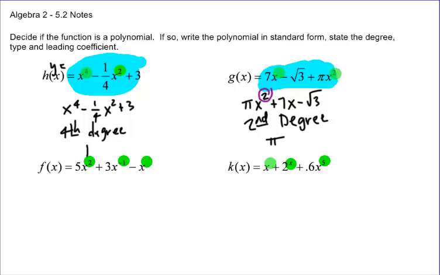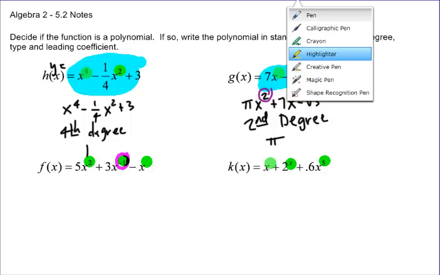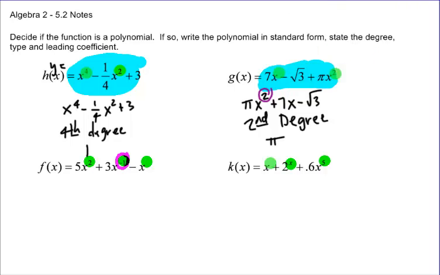Look down here at the f of x guy. When we look at him, we're looking at the exponents. And right here, I've got a problem right off the bat. This exponent is a negative 1. Because that exponent is negative 1, this guy cannot be a polynomial. All polynomials have to have positive integers or 0 for their exponents. So this guy is not a polynomial. He's still a function. We can still graph him. He just doesn't satisfy the definition of a polynomial.